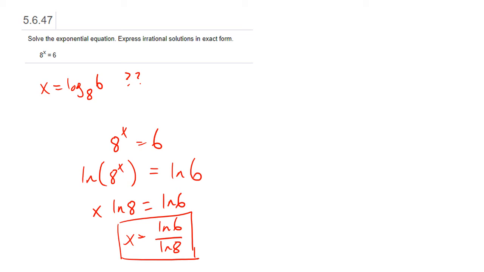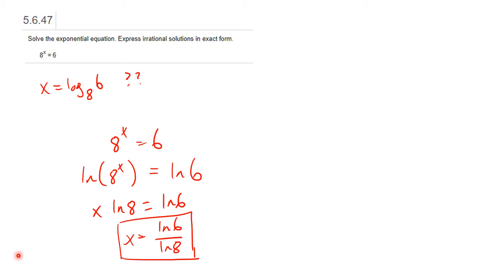I don't need to check whether this is in the domain of the original, because here I have an exponential, and the domain of exponentials is all real numbers. So this is definitely a solution. If I wanted to get an approximate answer, I just go ahead and punch into a calculator the natural log of 6 divided by the natural log of 8, and I get approximately 0.86.